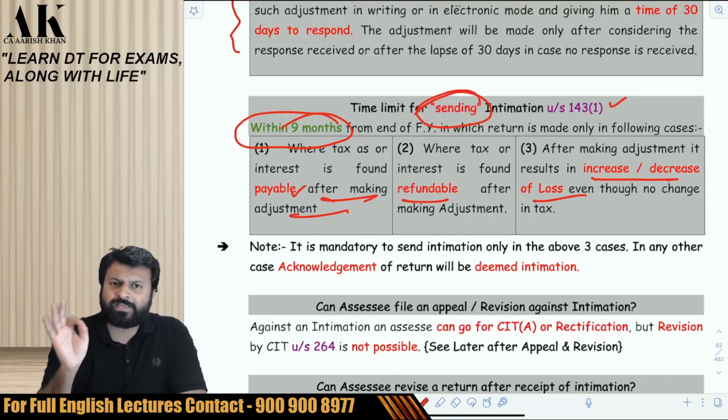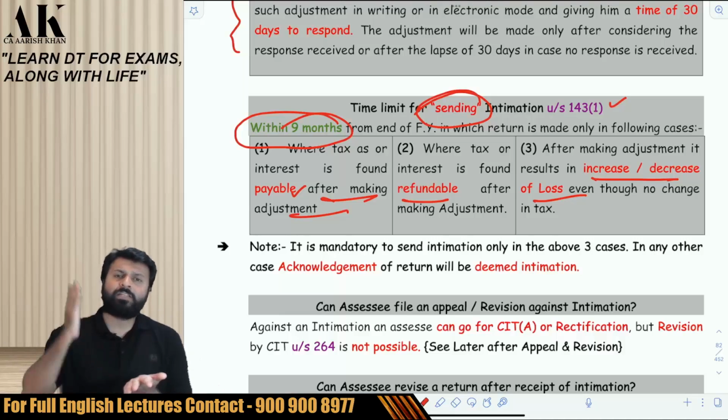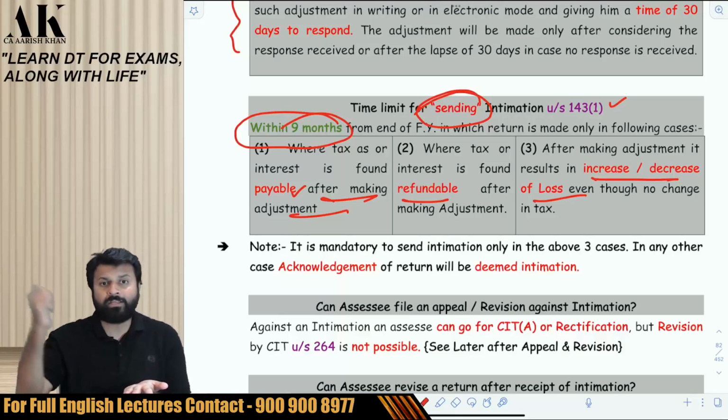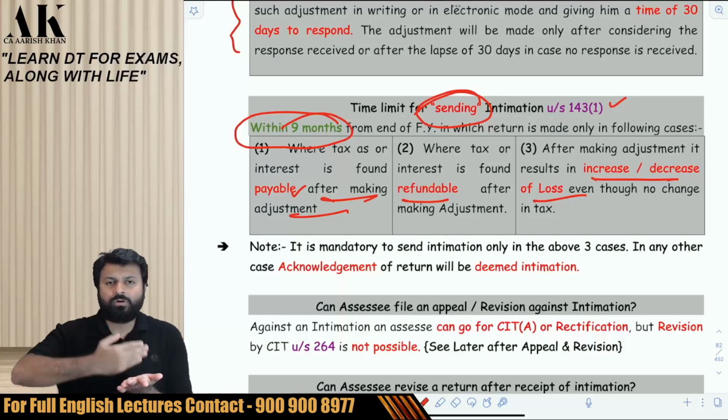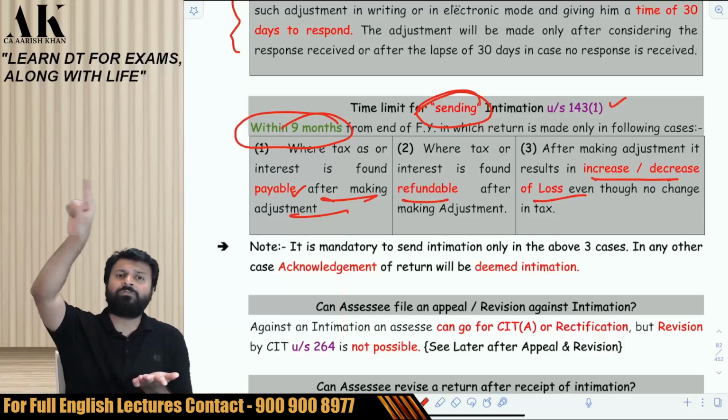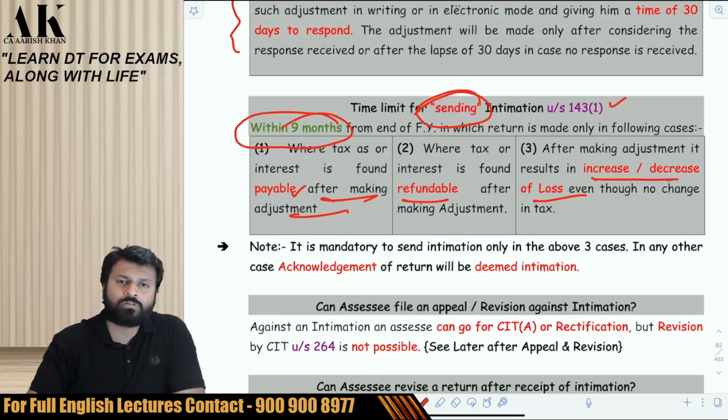The intimation has to be sent within 9 months from the end of the financial year in which the return is made. In whichever financial year you file the return, say for previous year 21-22, you file the return in 22-23. Obviously, you cannot file the return in the same year. So the department has to send the intimation within 9 months from the end of March 2023, that is till 31st December 2023. I hope it is clear to all of you.